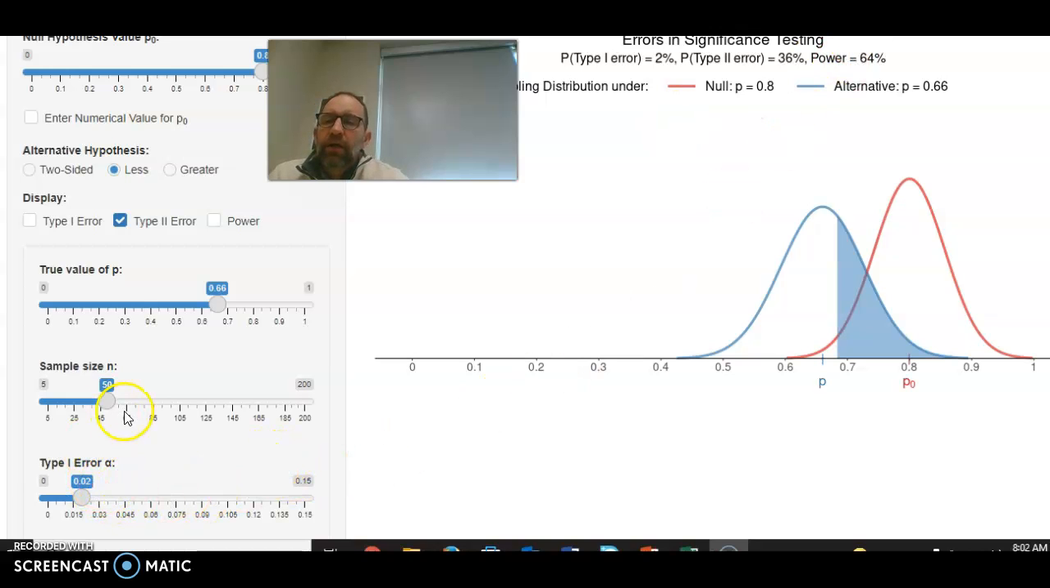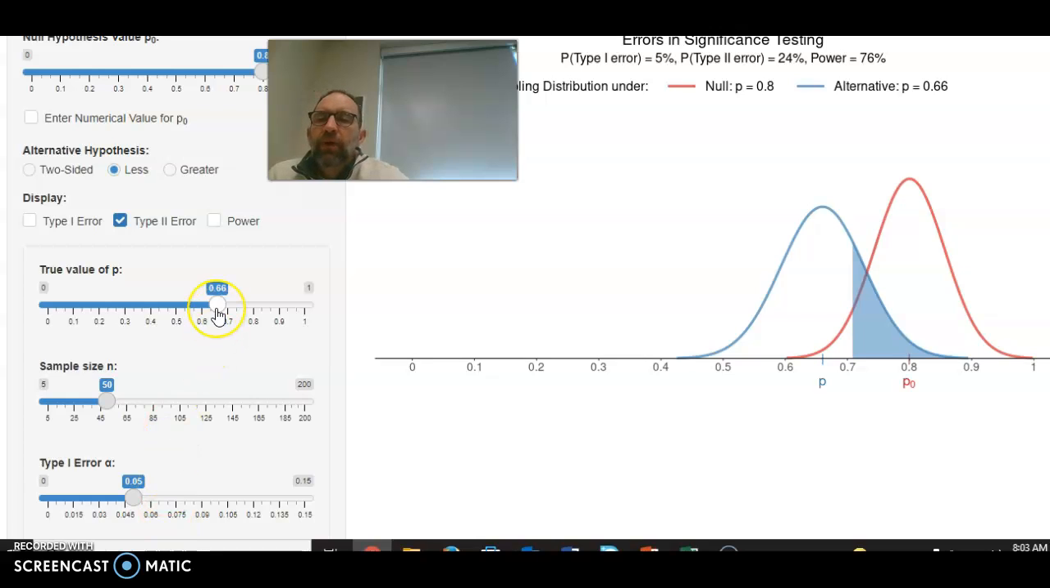So again, it comes back to being really clear on the consequences of making each kind of error. Because if we have very grave consequences for one type of error versus the other, then we want to take that into account as we set alpha.